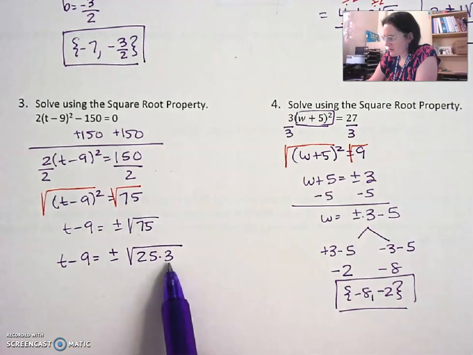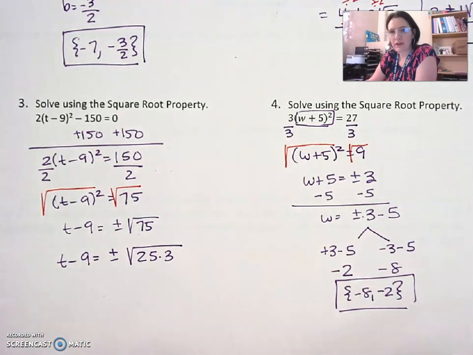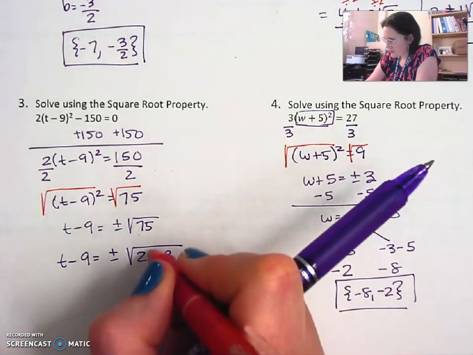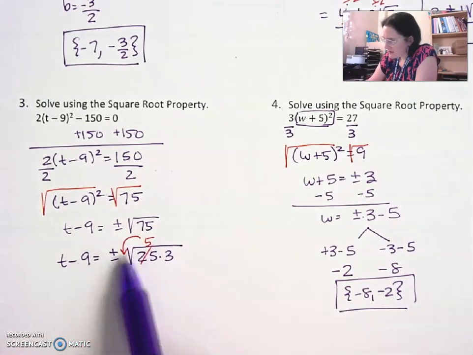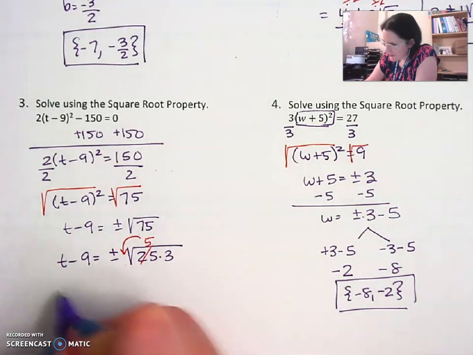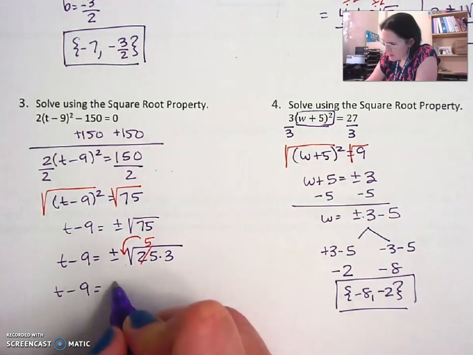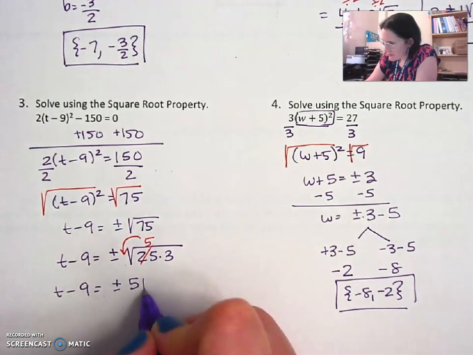I'm going to factor into 3 times 25 because 25 is a perfect square. The square root of that is 5. And you're going to bring it right out front of the radical, not in front of the plus or minus. It goes in front of the radical right here. So I have t minus 9 equals plus or minus 5 square roots of 3.